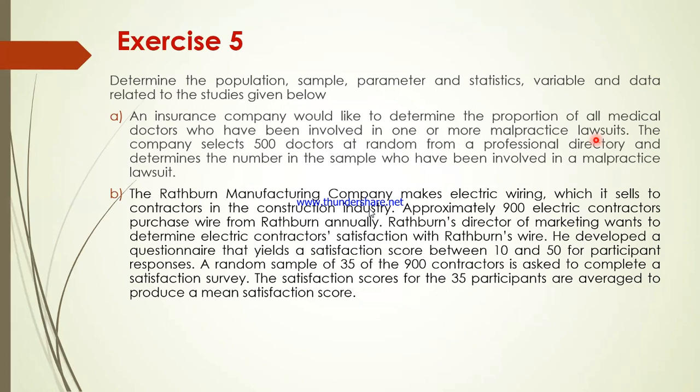Which proportion are we going to calculate? From this scenario, you can identify clearly: the proportion of all medical doctors who have been involved in one or more malpractice lawsuits. For those we want to study the proportion. So proportion of all indicates the population. The proportion of all medical doctors who have been involved in one or more malpractice lawsuits, that is the parameter. Now statistic. Define the statistic.